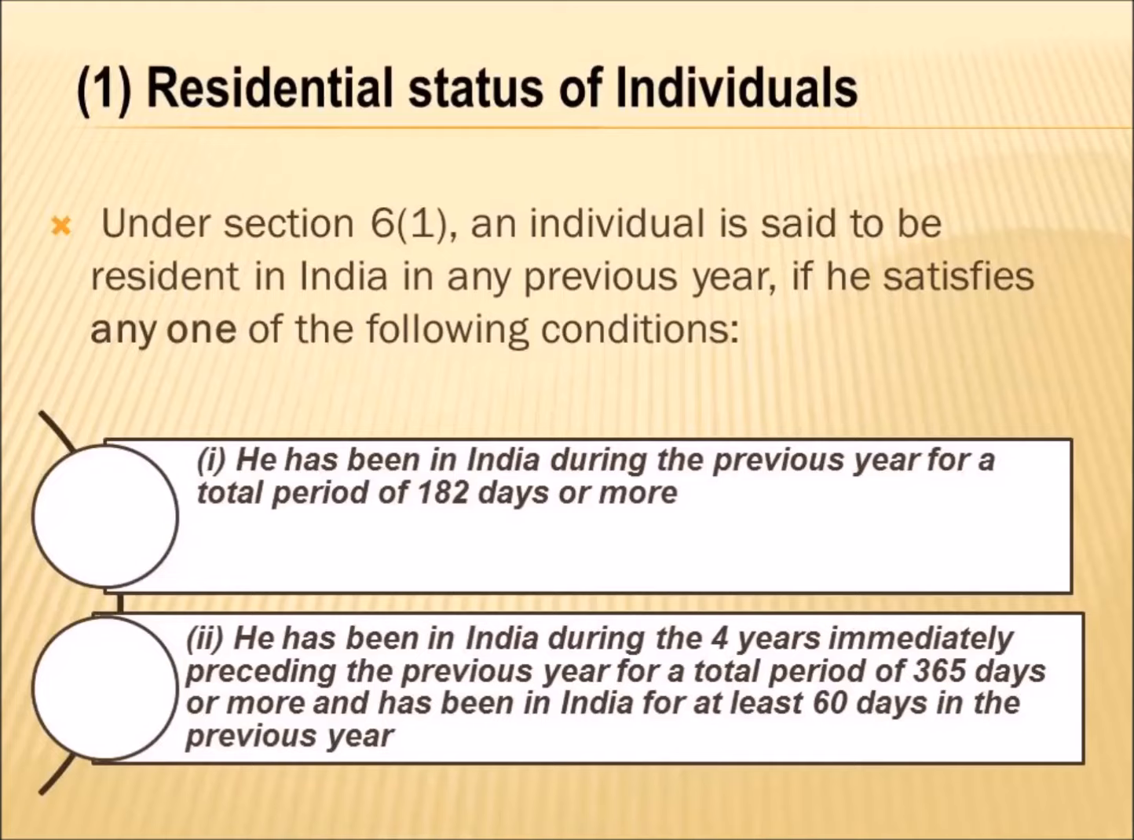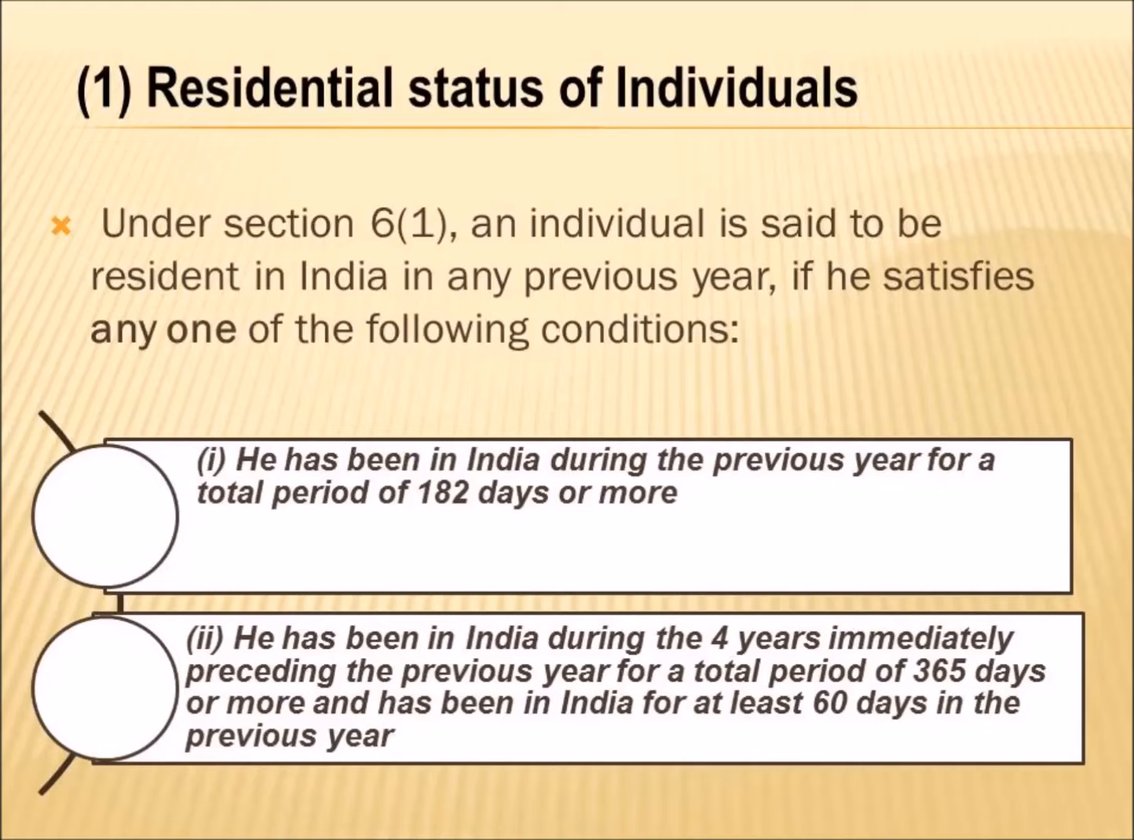But this second condition contains two conditions. First of all, this 4 years condition, that is I have to be in India for a total period of 365 days in the 4 years immediately preceding the previous year. And also one more condition is there in the second condition. It is that I have to be in India for at least 60 days in the previous year. So what is this second condition saying? This second condition contains two conditions, and this is an AND situation, meaning I have to satisfy both these conditions.